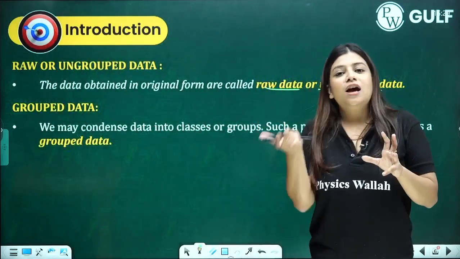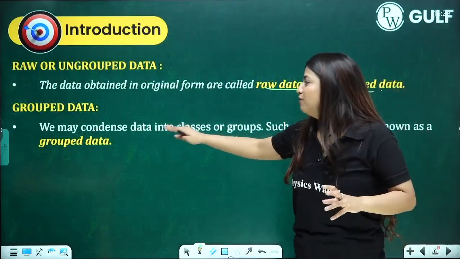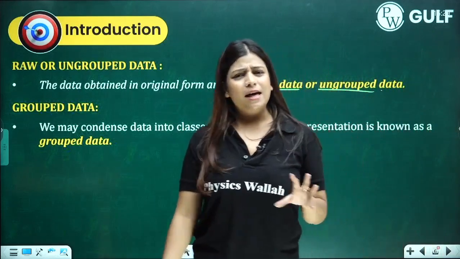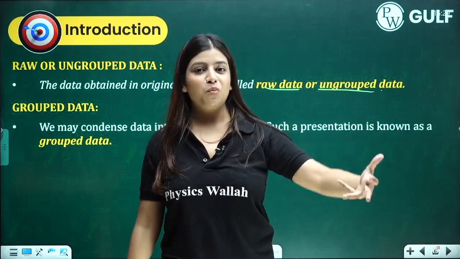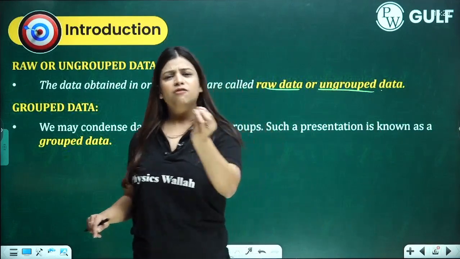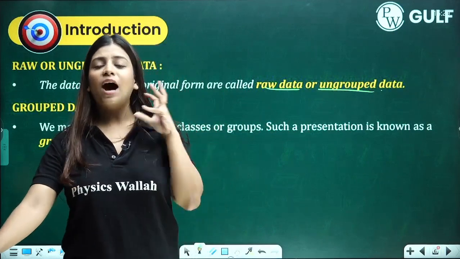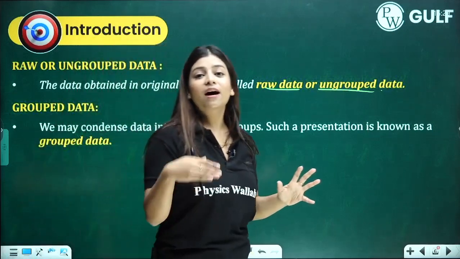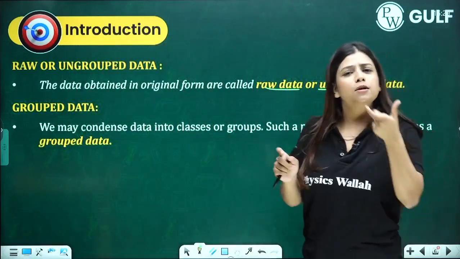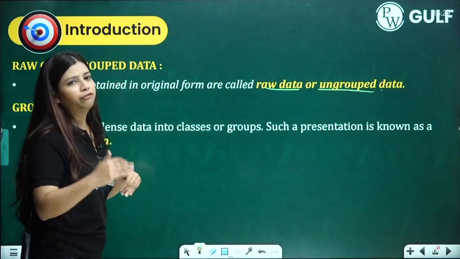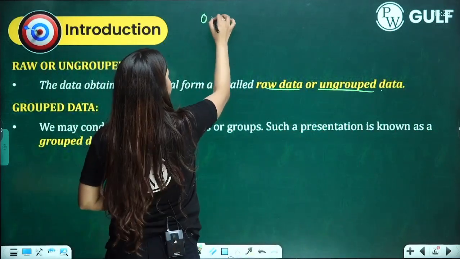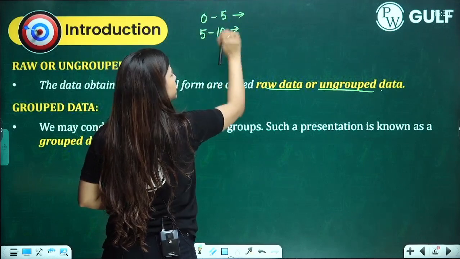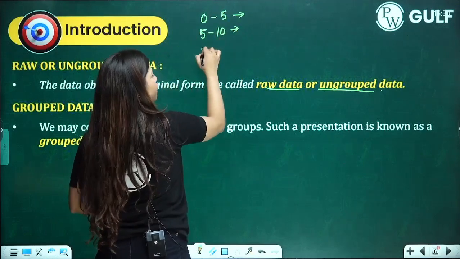After this collection, she arranges it in a particular form, and we may condense data into classes or groups, such as presentation of data. For example, your class teacher wants to show those marks to the principal. Now she cannot just give that list. For example, the principal just wants to see how many are the average scoring students, how many are low scoring students, and how many are good or high scoring students, right? So what will the teacher do? If the test was of 15 marks, the teacher can group that from 0 to 5, how many students have got the marks? From 5 to 10, how many students have got the marks in this range? And from 10 to 15.